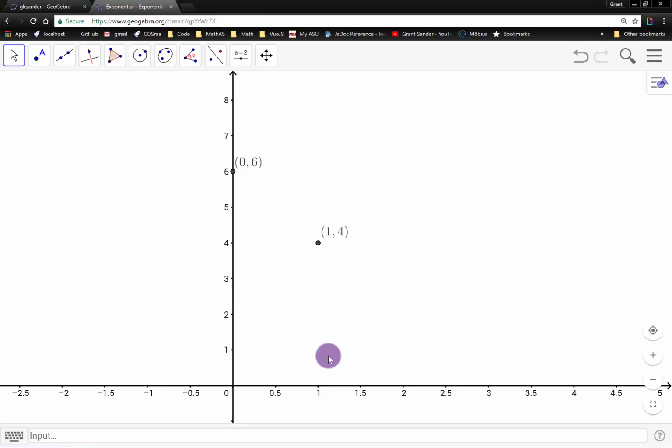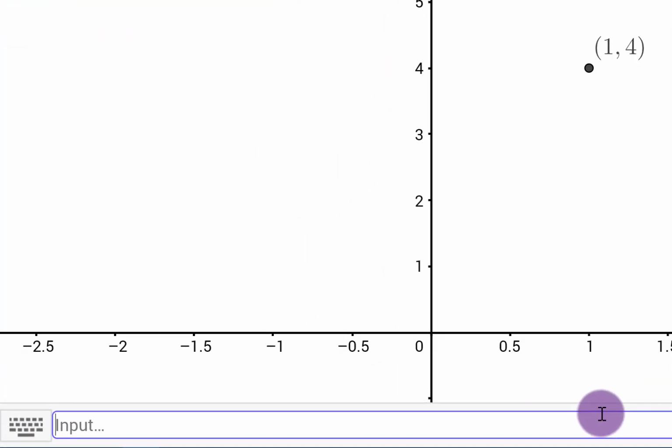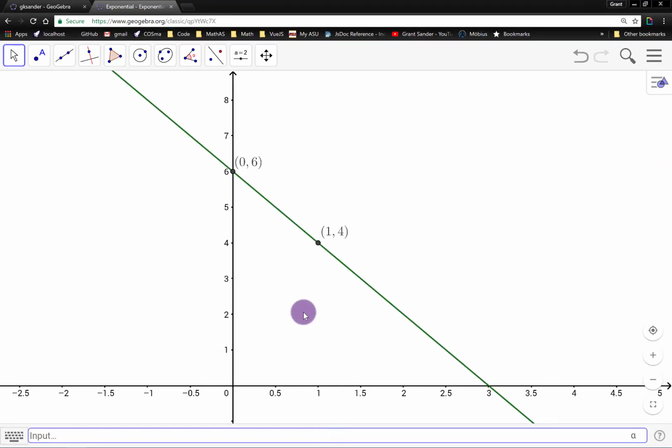Now, our linear function has an initial value of 6, or f of 0 equals 6. So if we want to write a function definition, we could write this as f of x equals 6 minus 2x. And when we type that in, we get a linear graph, a graph of a line passing through those 2 points.